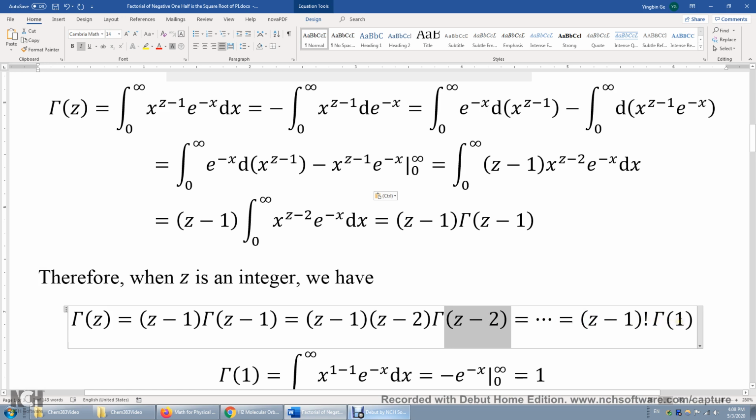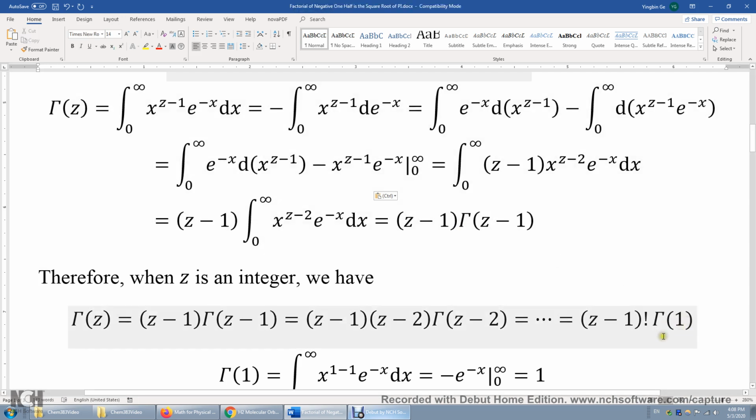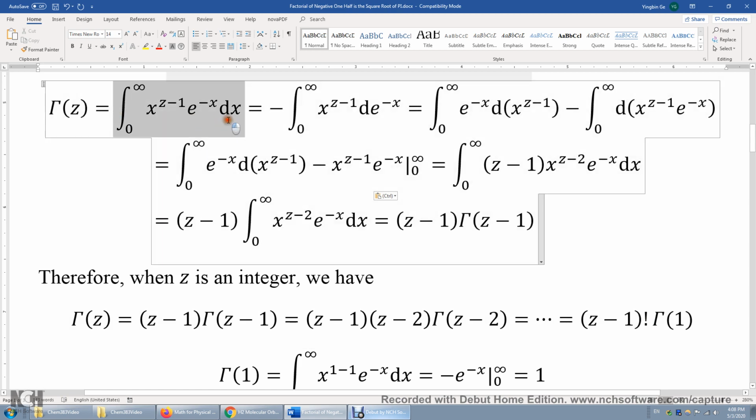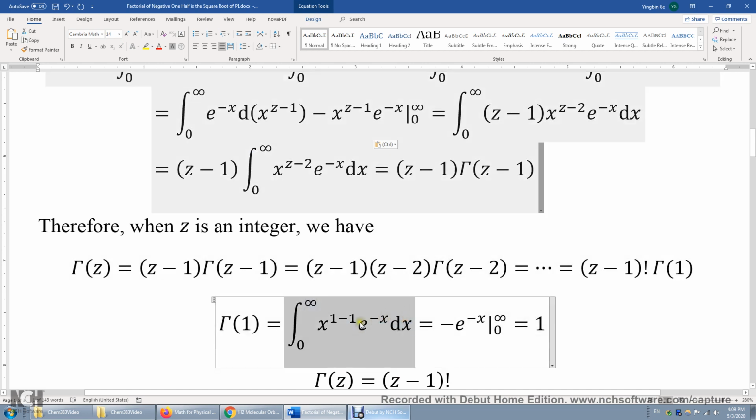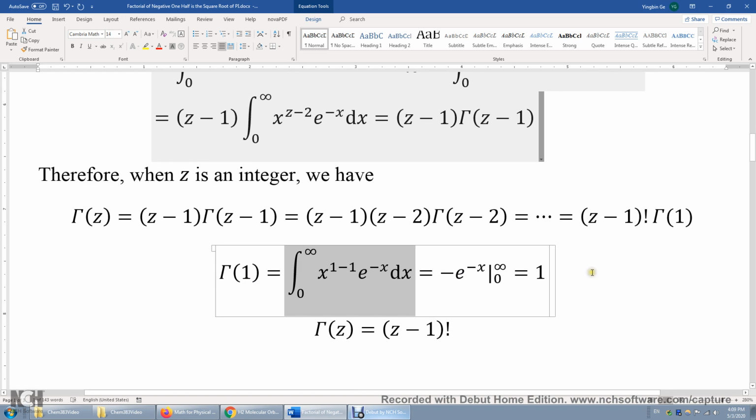of 1. And what is gamma of 1? Actually, gamma of 1 is 0 factorial. And we can also look at this integral here. We plug in z equals 1 here. And then gamma of 1 is simply the integral of e to the power of negative x from 0 to infinity, that's very simple. The result is 1. Therefore, gamma of 1 is 1.